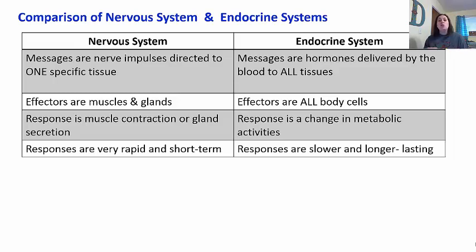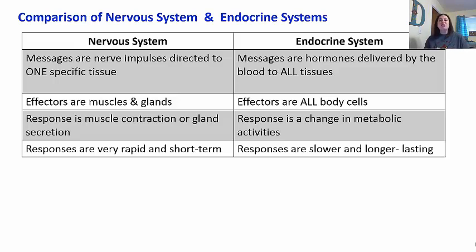The effectors, who are they going to affect? It could be any or all of your body cells. So any of your body cells that have the receptor, that are the target, could respond to a hormone. The response is a change in normally your metabolic activity. Now remember, metabolism is the sum of all the chemical reactions in your body. So it's going to actually change the cell to do something different, making the cell do something different.